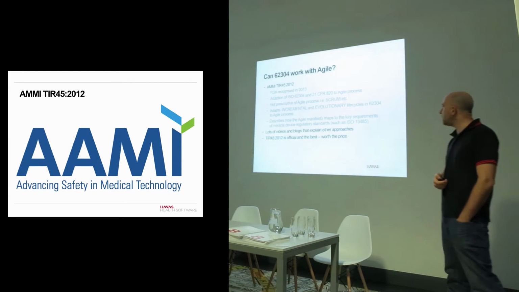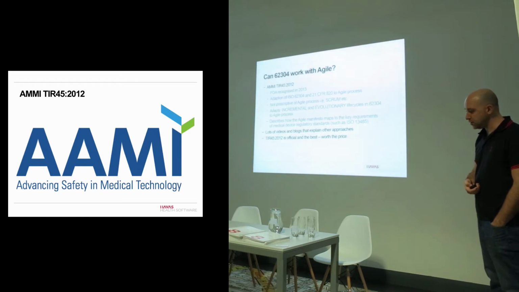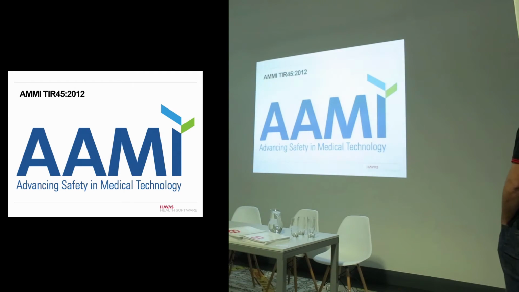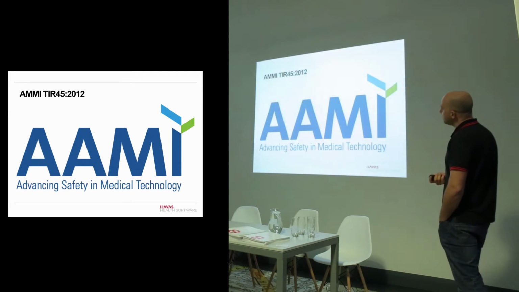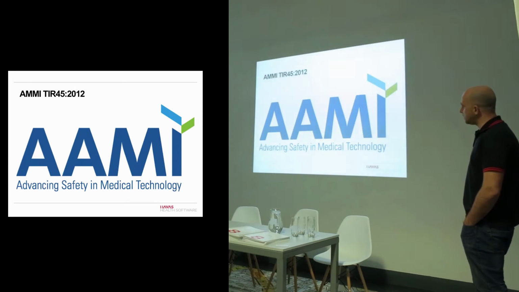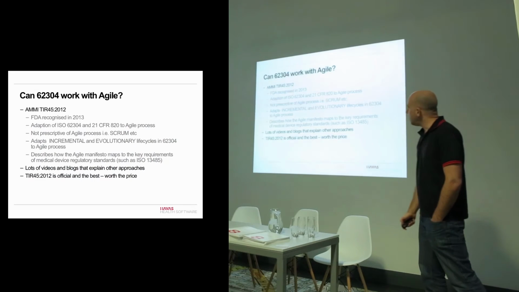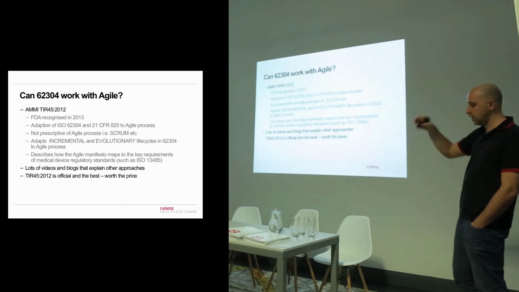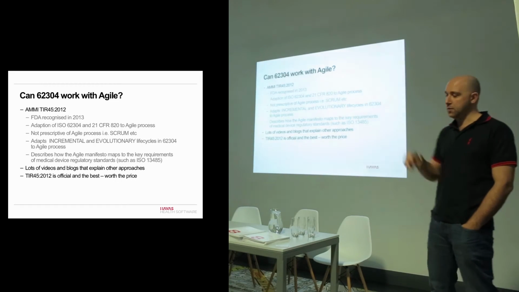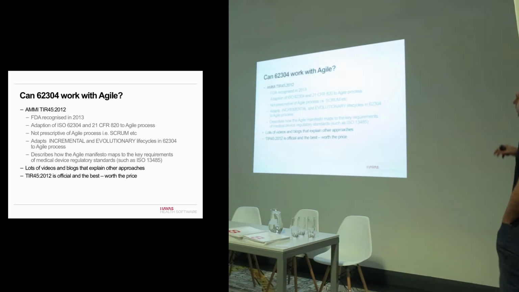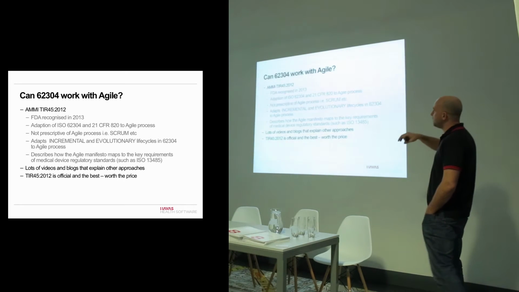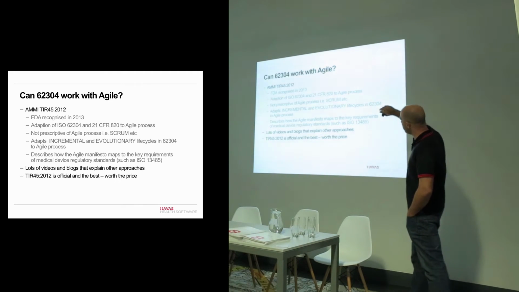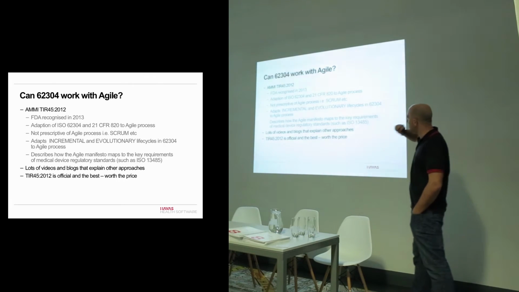What happened was some guidance was issued in terms of how Agile can be applied. It was created by this particular body, and what they came up with was this technical report, TR 45. And what's happened is the FDA recognised this report as how you can apply Agile to the requirements of the FDA and the requirements of 60.3.4. So really what this document looks at is how to apply Agile to 21 CFR 820, which is the actual FDA process, and 60.3.4 as well.